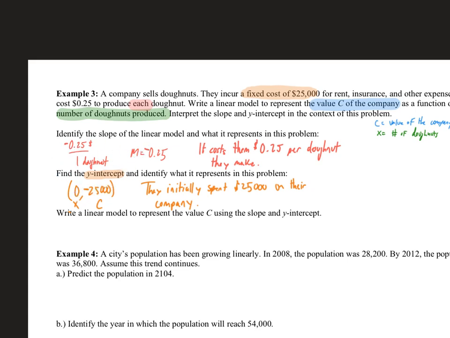So I want to write a linear model representing the value using that slope and y-intercept that we just had. Again, I'm going to use these letters here that we used earlier, right? So the C and the X. And so think about how we write that. That'd be C of X equals. Okay. And then my slope was negative 0.25, and then X, and then minus 25,000.